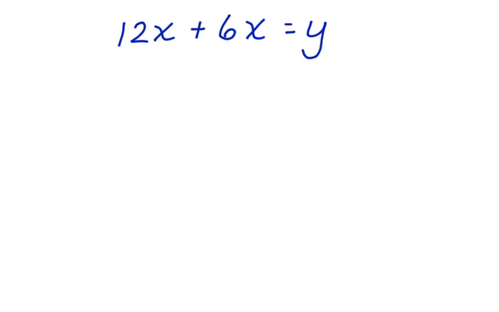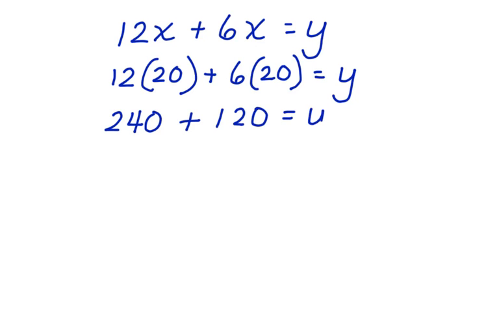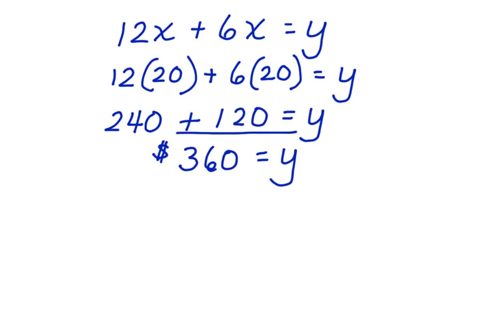Now we want to know how much money the students will need if 20 students go. So let's substitute 20 in for x, because that's the number of students. 12 times 20 plus 6 times 20 equals y. 12 times 20 is $240, plus 6 times 20, which is $120, equals y. $360 equals y. We've used an algebraic expression to figure out that it will cost the students $360 total if 20 students go.